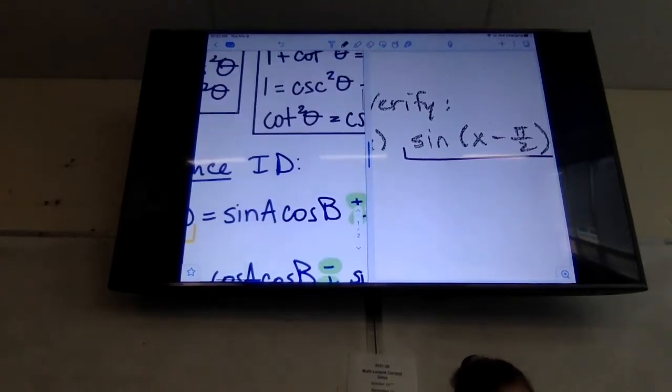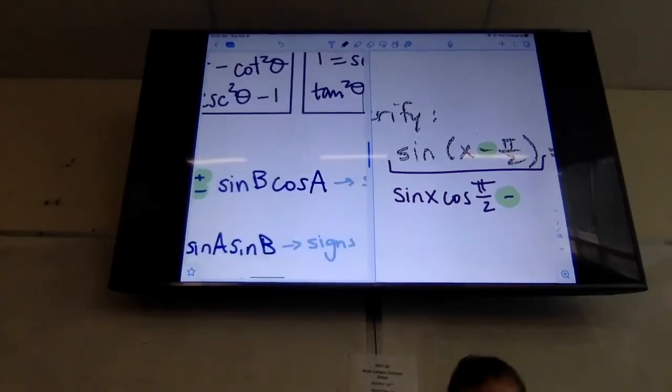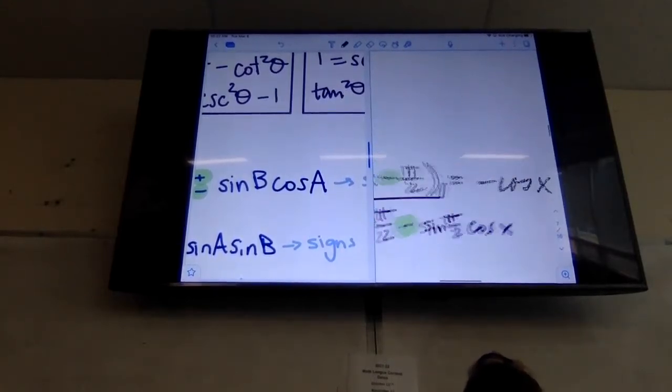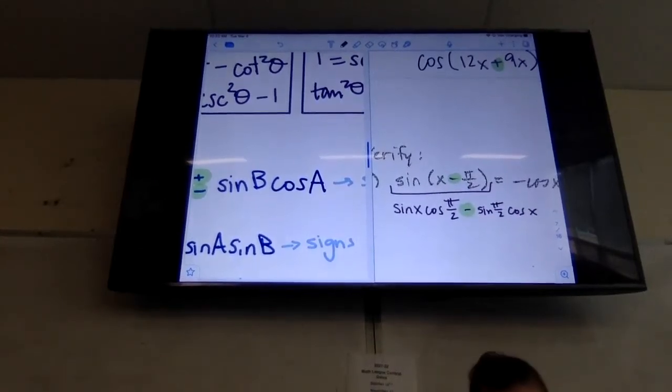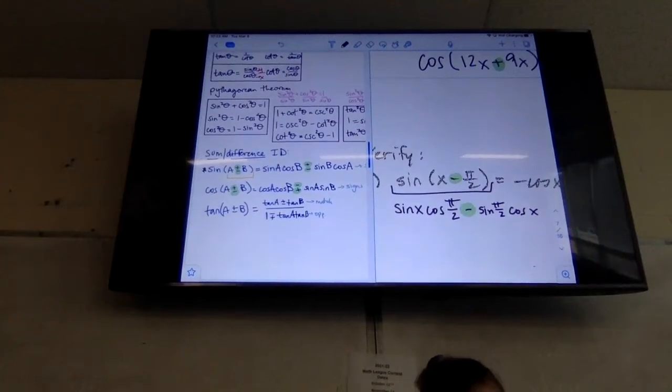Okay, so I've got to do sine of one times cosine of the other. So sine of x times cosine of pi over 2. Since there's a minus in my equation, there's going to be a minus separating my sines and cosines. And then I'll do sine of the other one times cosine of the other one. So sine of pi over 2 times cosine of x. Okay, so all I did was I took sine of an angle minus another angle and I expanded it out using my sum and difference.